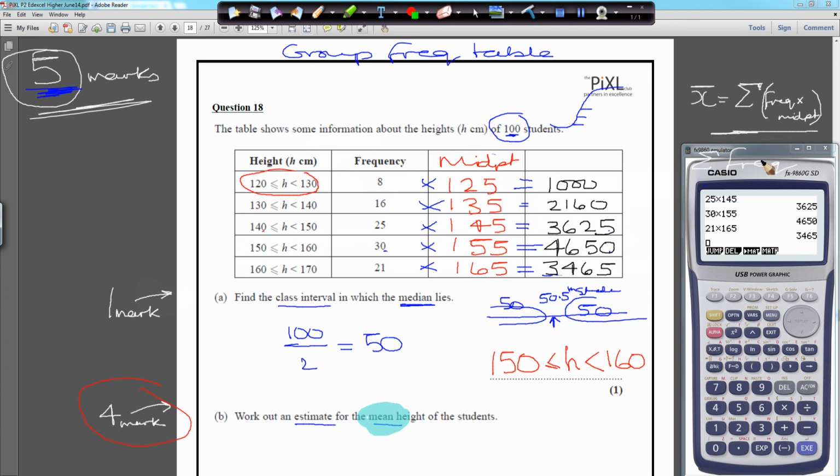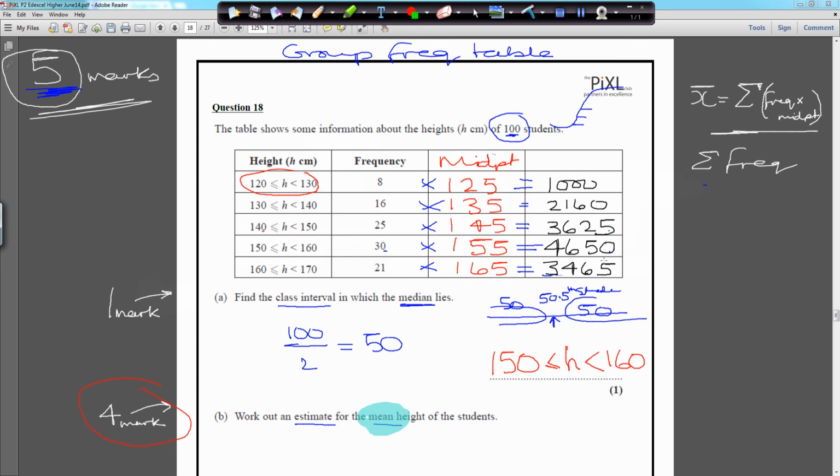So we said in the formula that to work out the mean, we've got to add all this up. The sum of the frequency times the midpoints is the total of all of these. That total is the top part, divided by the sum of the frequencies. We know what the frequencies add up to because the question told us at the beginning there are 100 data values.